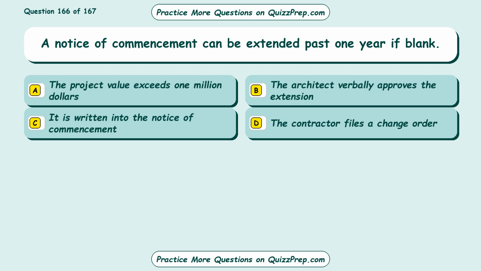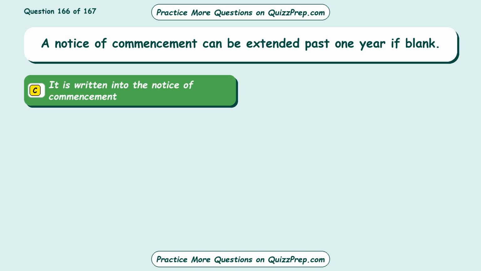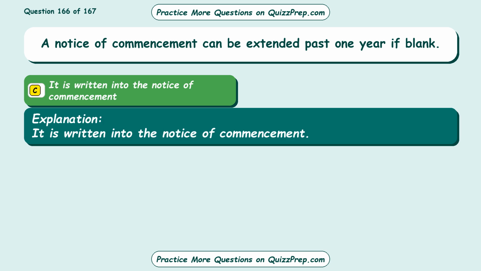Question 166. A notice of commencement can be extended past 1 year if blank. Option A, the project value exceeds $1 million. Option B, the architect verbally approves the extension. Option C, it is written into the notice of commencement. Option D, the contractor files a change order. The correct answer is option C, it is written into the notice of commencement.